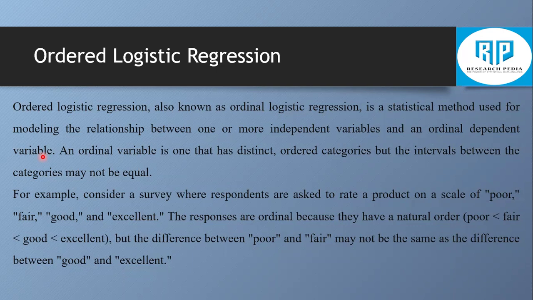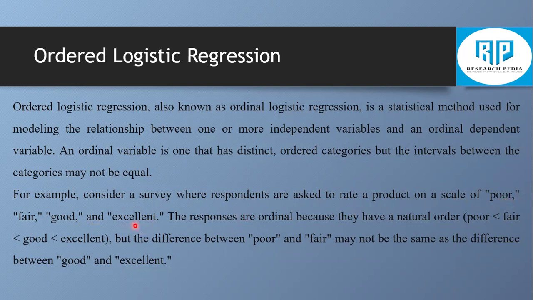But in ordered logistic regression, there is a ranking of the given order from highest to lowest or from lowest to highest. An ordinal variable is one that has distinct ordered categories, but the interval between the categories may not be equal. For example, consider a survey where respondents are asked to rate a product on the scale of poor, fair, good, and excellent. Poor is the lowest order, while excellent is the highest order.